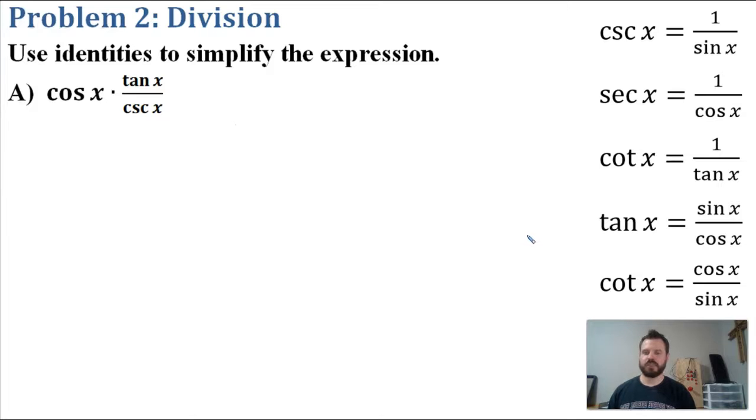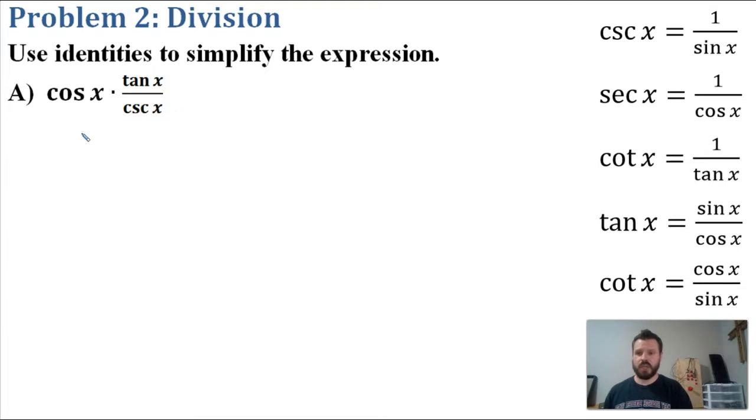In problem 2, we're going to look at some trig identities with division involved. This is going to be just like a little extra step added on to what we were just doing. Okay, so part A, we have cosine times tangent over cosecant. Only thing we've shown you how to do so far is write everything in terms of sines and cosines.